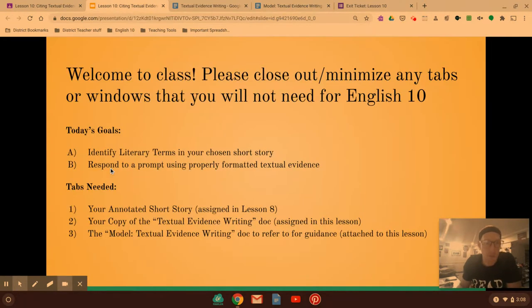Today, our two goals are to identify the literary terms in your chosen short story and to respond to a prompt using properly formatted textual evidence.